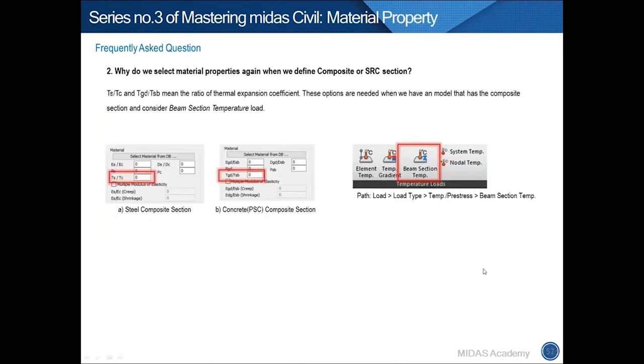Okay, and this is the ratio of thermal coefficient. This option is used for a specific function called beam section temperature load. Through this option, we can consider the thermal gradient of the section.